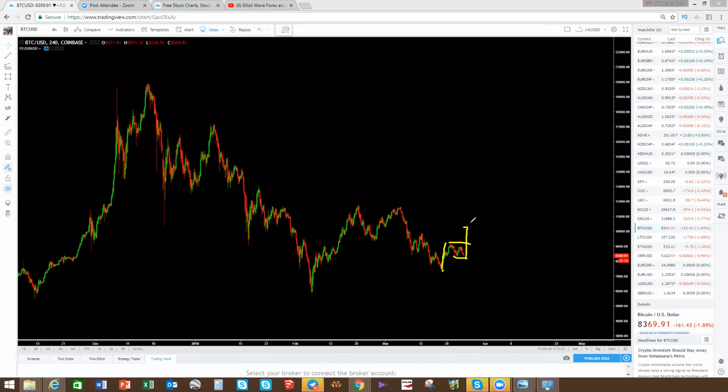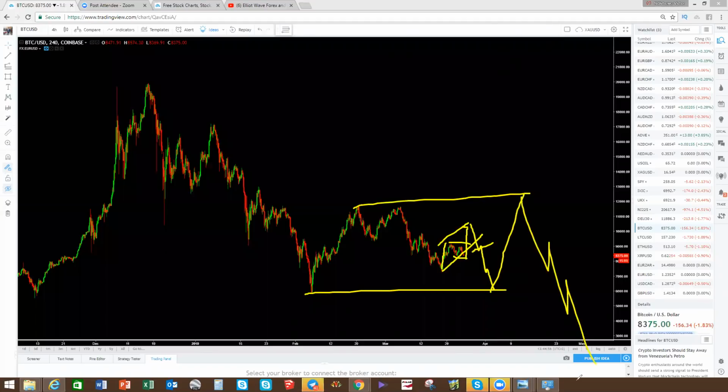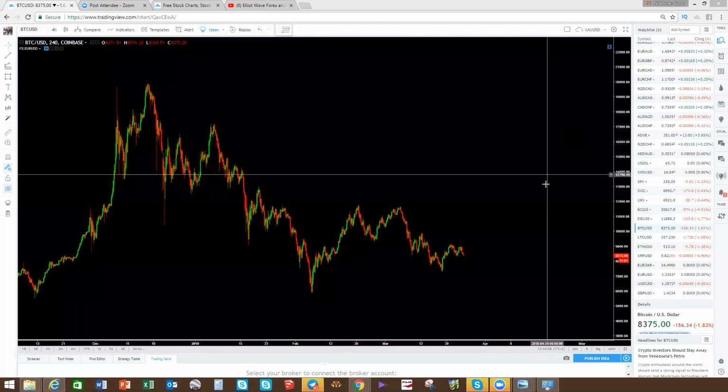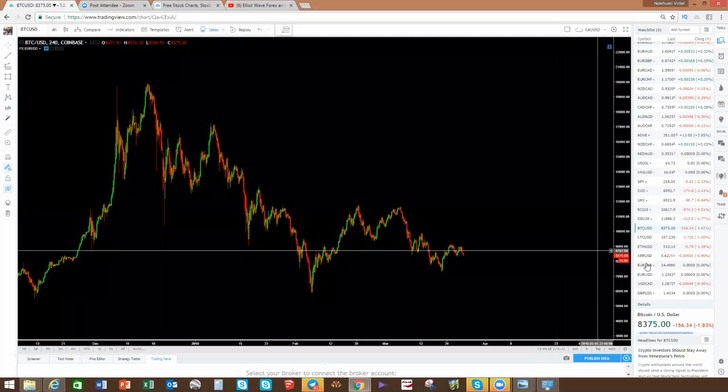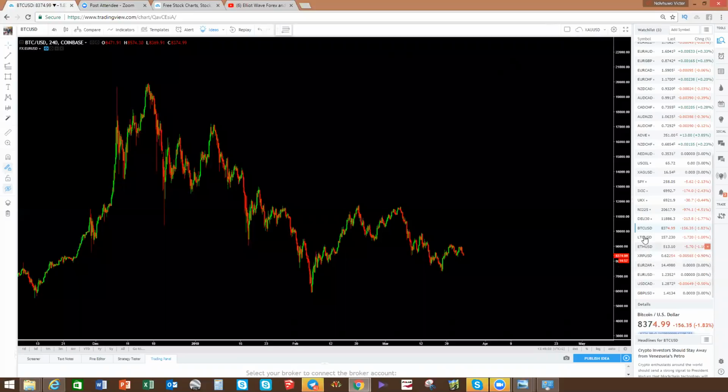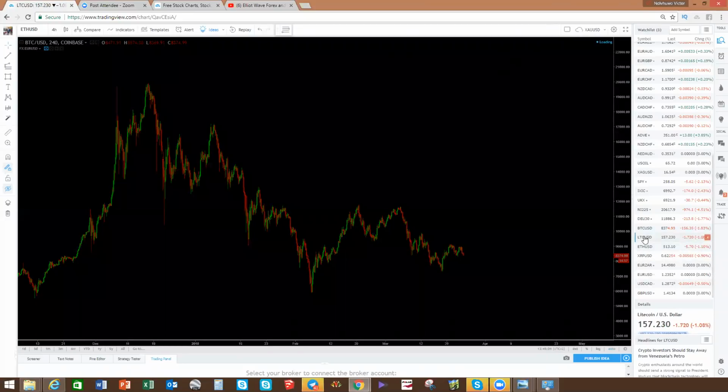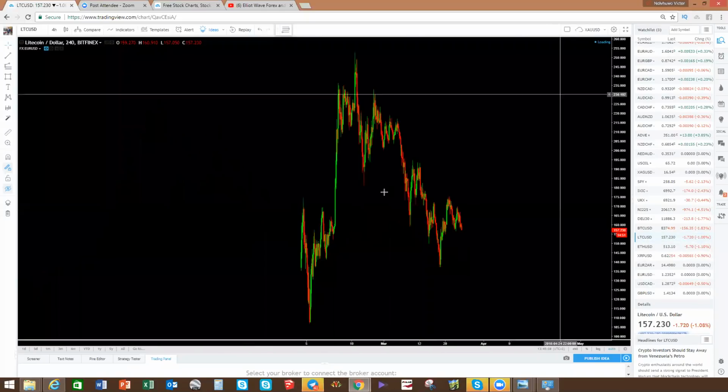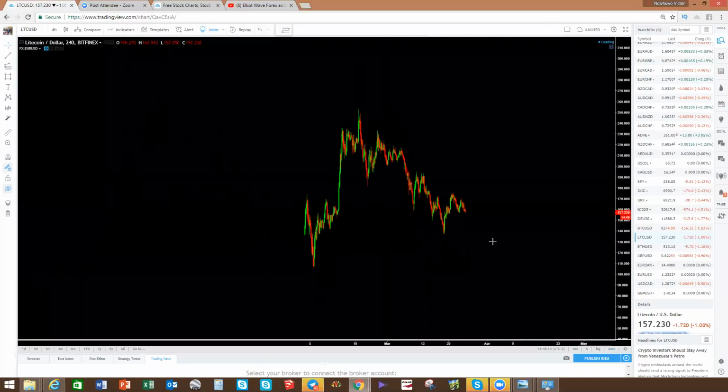Okay, but if it finishes this correction and moves down, you can take this trade, minimum to this level, and then you're gonna wait for this impulse. And that impulse is not gonna go. It's still gonna correct like that. All right, looking at Litecoin.